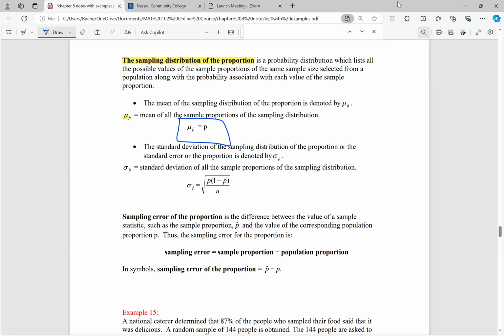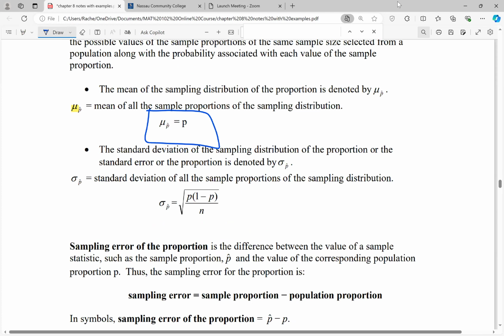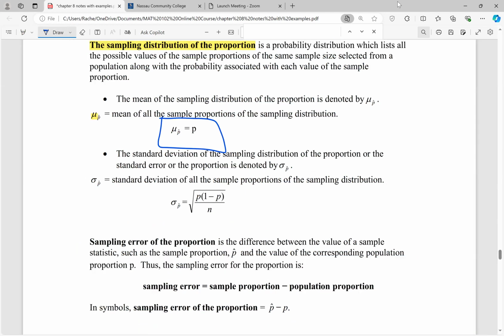And let me make this a little bigger. And mu sub p hat is equal to p, the population proportion. The standard deviation of the sampling distribution of the proportion, or the standard error of the proportion, is denoted by sigma sub p hat. So very similar notation, except instead of x bar, we're working with p hats. And the standard error of the proportion, or sigma sub p hat, is going to be calculated by taking the square root of p times 1 minus p divided by n.